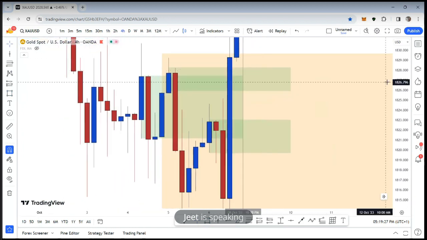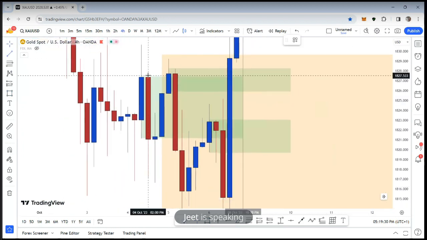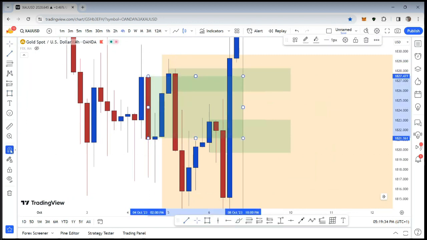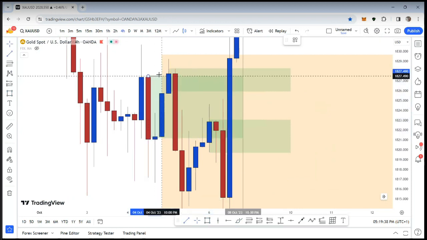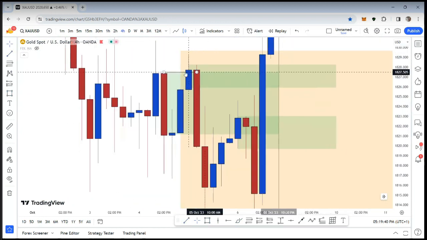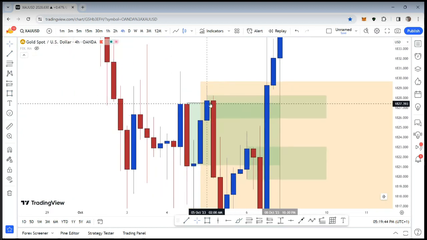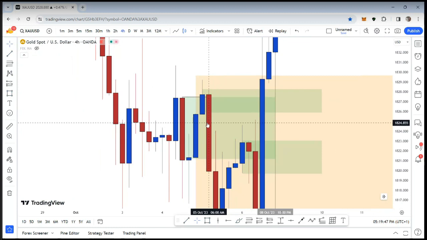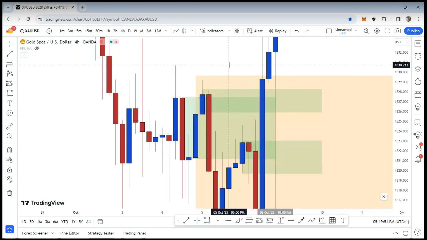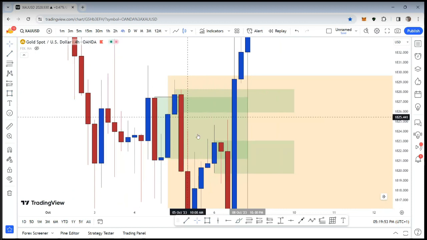Yeah. Now, to me, this is a break of structure. 100%, this is a break of structure. Now, when price was coming back to retest this level, I wanted 1 hour to align in order for us to buy. And you can see that 1 hour never actually aligned.